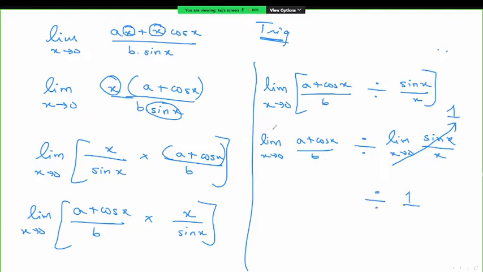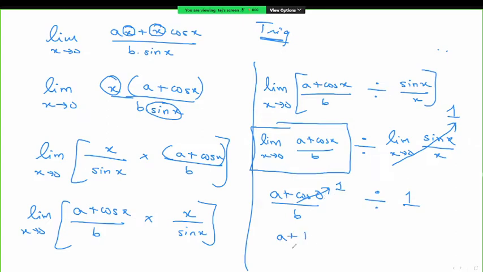I'll try direct substitution. So a remains as it is plus cos 0, divided by b. A as it is. Cos 0 is 1, correct? A plus 1, a plus 1 itself divided by b. Whole thing divided by 1. Anything divided by 1, what will be the answer? That only will be the answer, no? So this is my final answer. What is cos 0? 1 only. Yeah, correct. So my answer is a plus 1 by b. That's all.